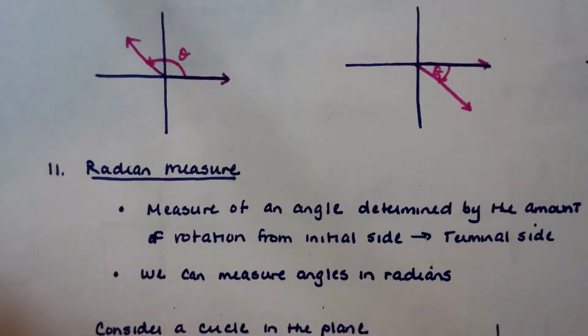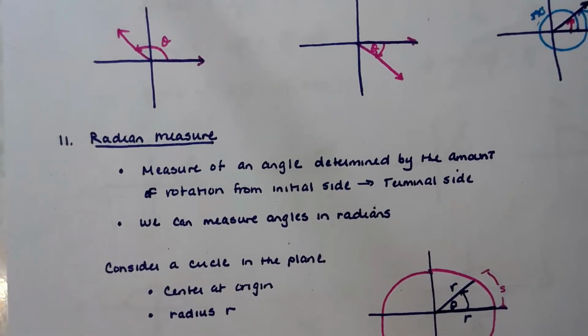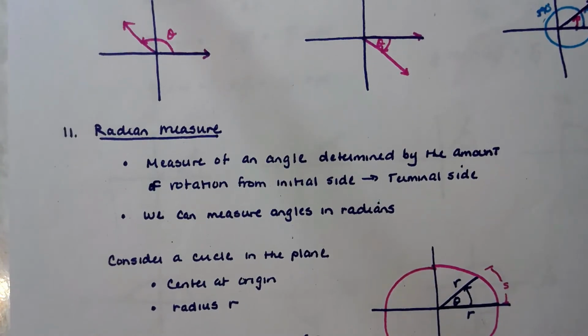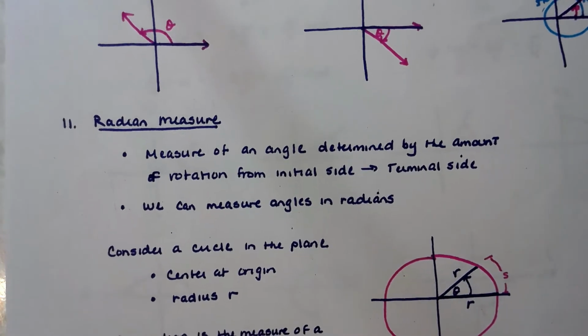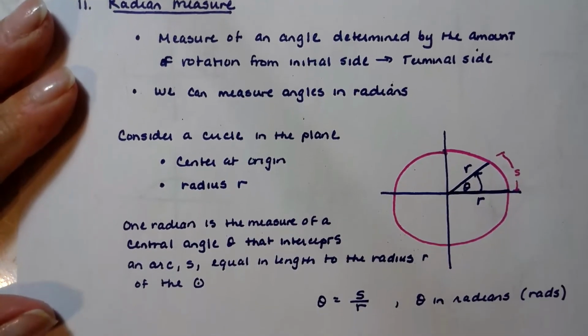Radian measure. This is really important because you're mostly going to be working in radians in this class and beyond. In calculus, that's all we do is work in radians. So this is pretty important stuff. As we already said, the measure of an angle is determined by the amount of rotation we move our ray from the initial side to the terminal side, and we can measure angles in degrees or in radians. I've been talking about degrees up here, 30 degrees, 240 degrees, whatever, but we need to start thinking about what a radian is and how we're going to measure angles in radians.